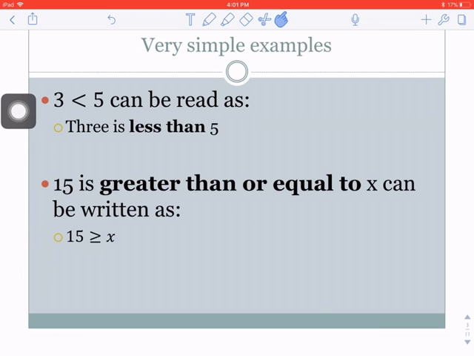All right, so let's move on with some very simple examples, like the first one here, 3 less than 5. 3 is less than 5. Okay, that's a true statement. Mathematically speaking, it's a true statement. The next one here is 15 is greater than or equal to x.